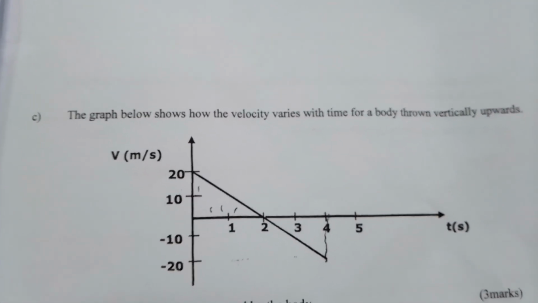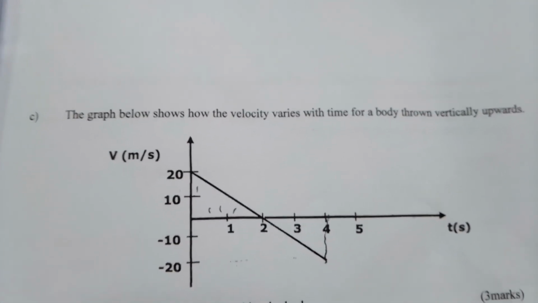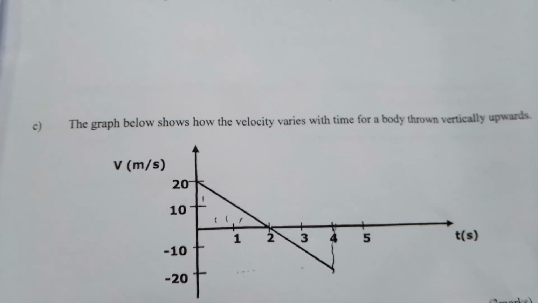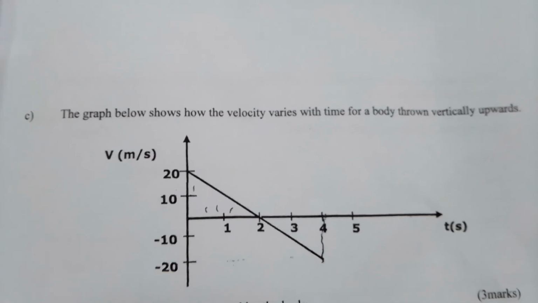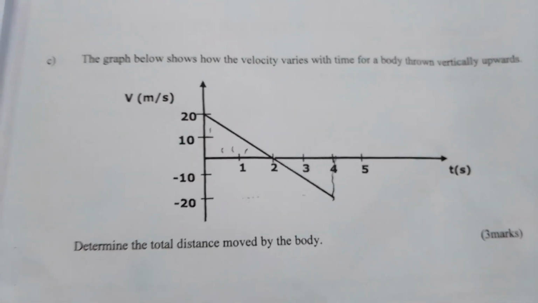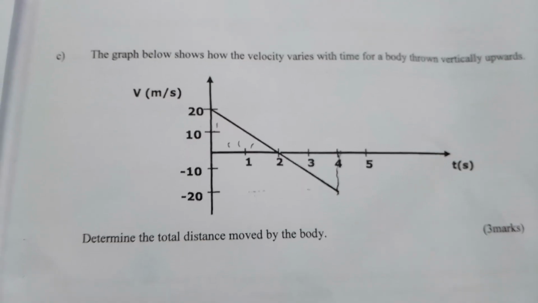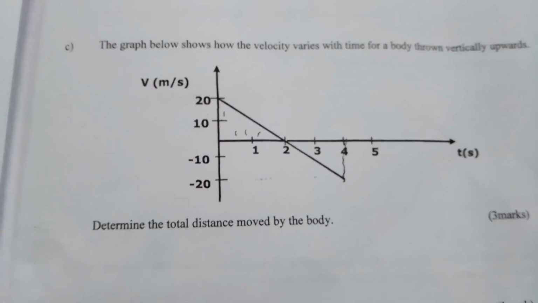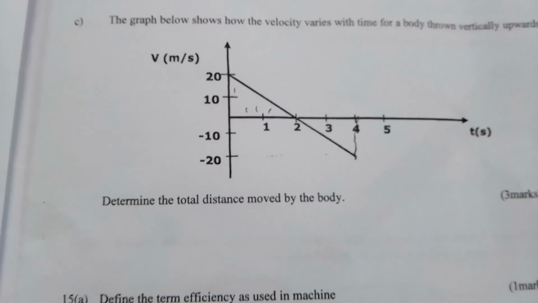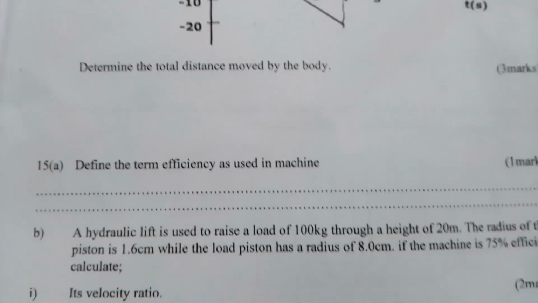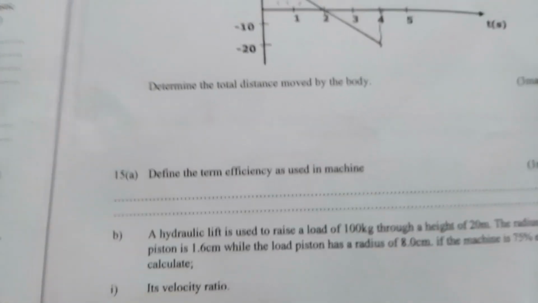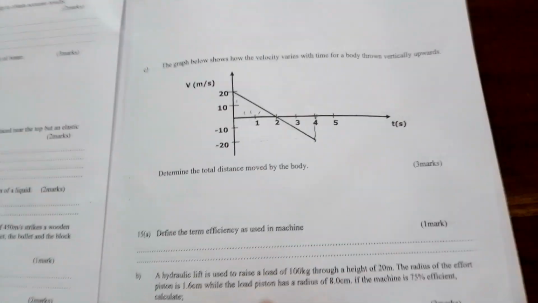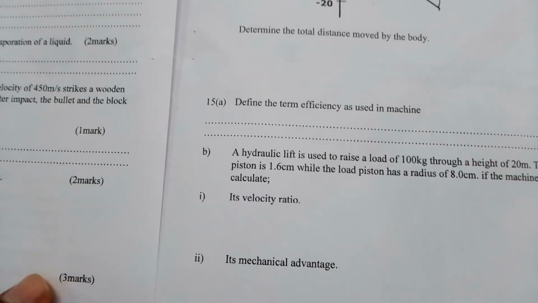Then 14C, a graph below shows how velocity varies with time for a body thrown vertically upwards. You can see that graph. Then we have been told, determine the distance moved by the body, 3 marks. Then 15, I think that is the second last question.